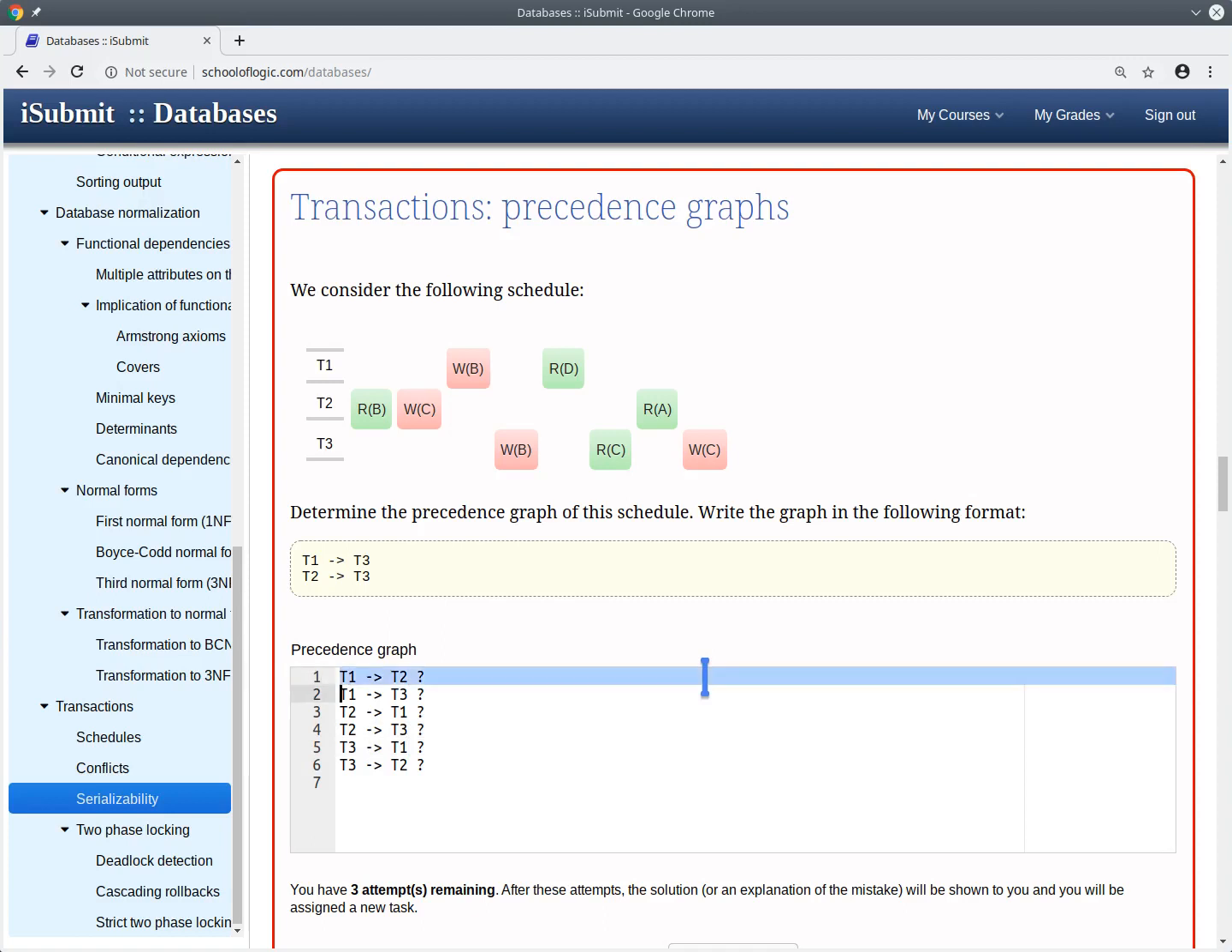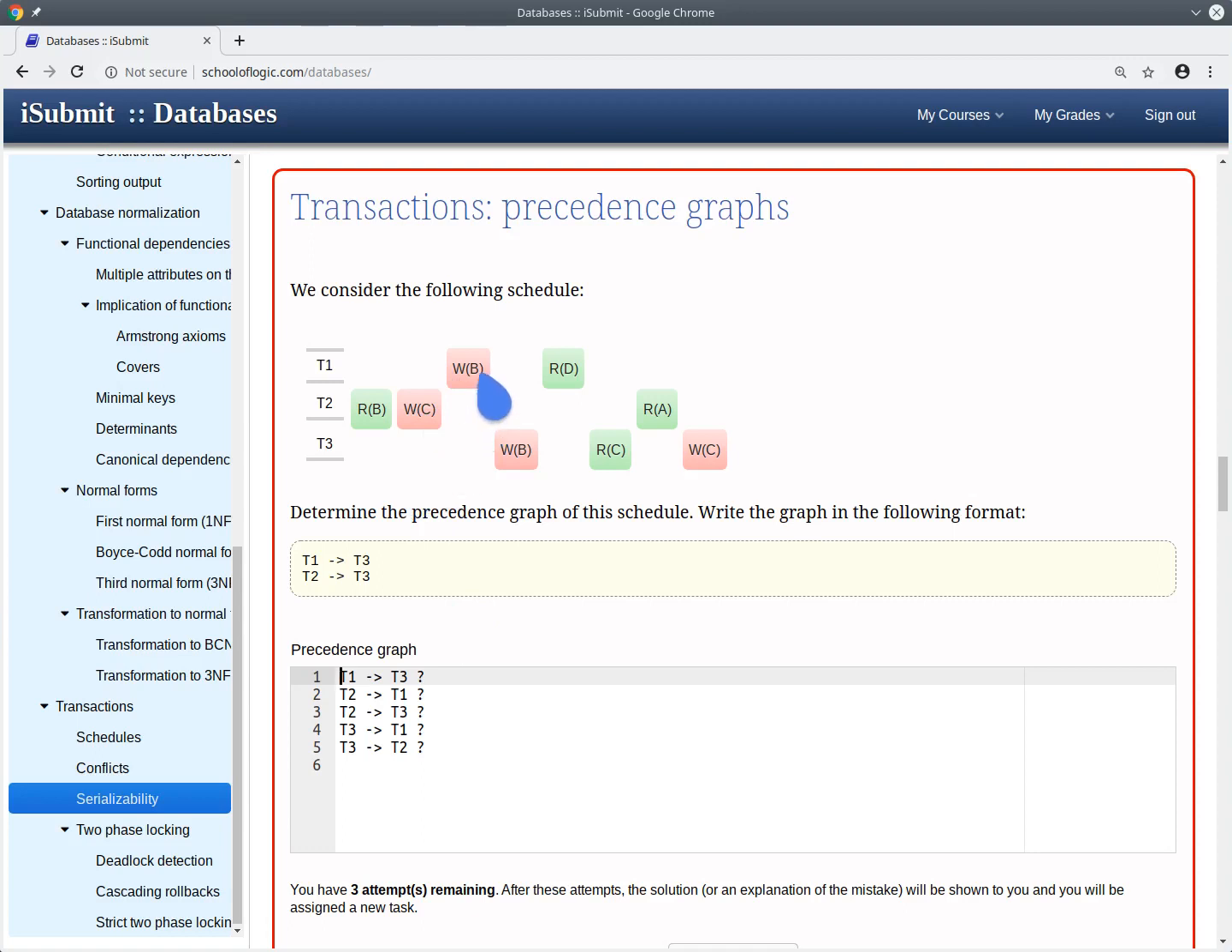We start with the edge from T1 to T2. Okay, we look through the actions of T1. Let's start with the write of B. Is the write of B followed by an action in T2 that conflicts with this? A write of B or a read of B? No, it's not followed by a write of B or a read of B. Here we have a read of D in T1. Is this followed by an action in T2 that conflicts? No, also not. So there's no edge from T1 to T2. So we can erase this part. Now let's check whether we have an edge from T1 to T3.